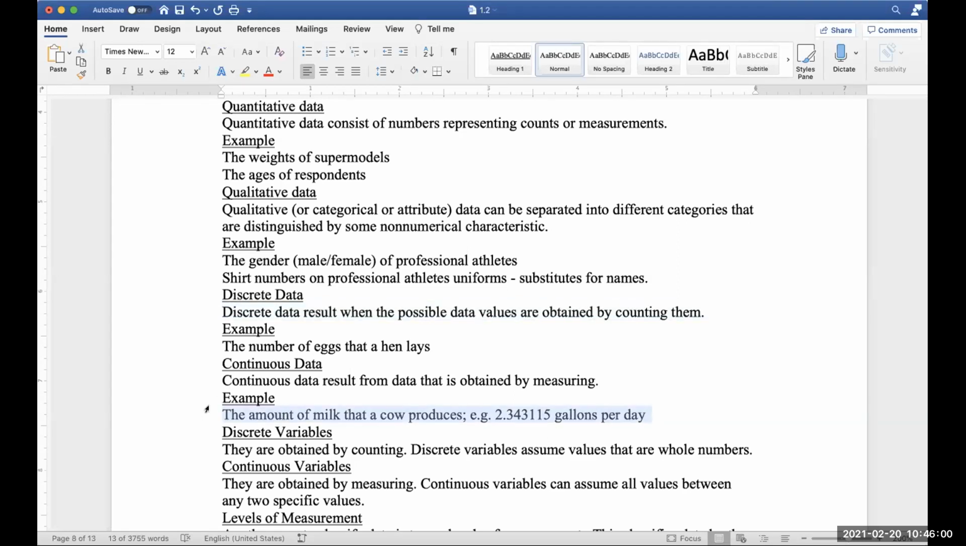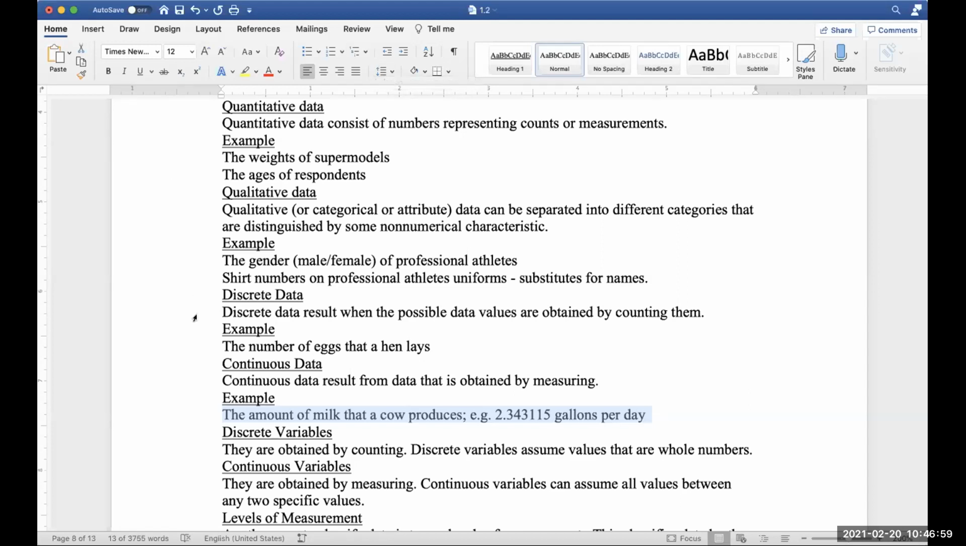So notice that if you're looking at how much milk a cow produces per day, you could do it in gallons, you can do it in liters, things of that sort. So if you change your instrument, say from liters to gallons, you get a different result. One is 2.4 gallons, the other is 5.2 liters, then that is continuous data.